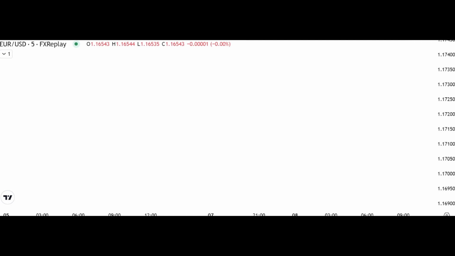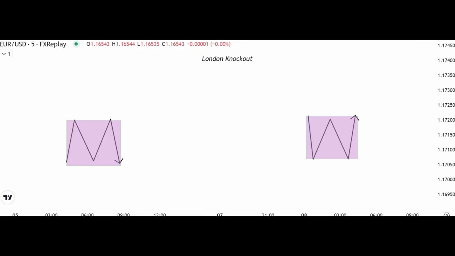If London keeps slapping you around, it's not your fault. There's a cycle happening right in front of you, and once you see it, you can't unsee it. Today, we will talk about London knockout, one of the famous liquidity inducement theorems. Let's dive right in, then I will show you an example.